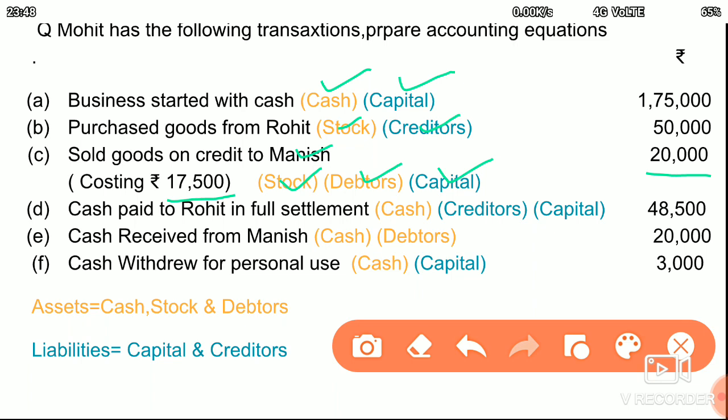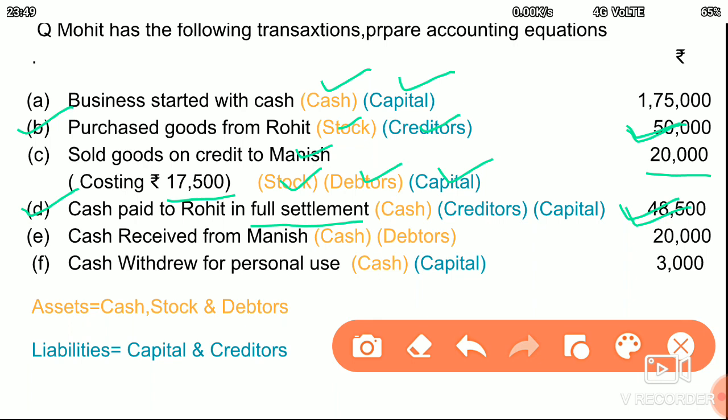Number D, cash paid to Rohit in full settlement. Now the word full settlement is used. So if we look at the transaction number B, this has a relation with transaction number D. Now if we look at B, the business has purchased goods from Rohit, and the total amount which was payable to Rohit by the business was 50,000 rupees. But here when the cash was paid to Rohit, the payment which was made was 48,500. So after making the payment of 48,500, Rohit accepted this amount and the account was fully settled. The business did not pay full 50,000 rupees. It paid only 48,500 in cash.